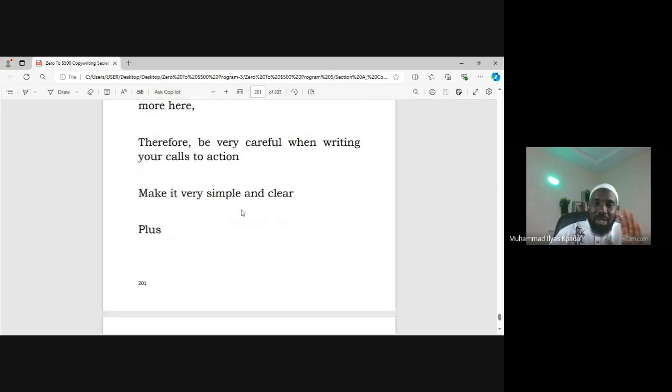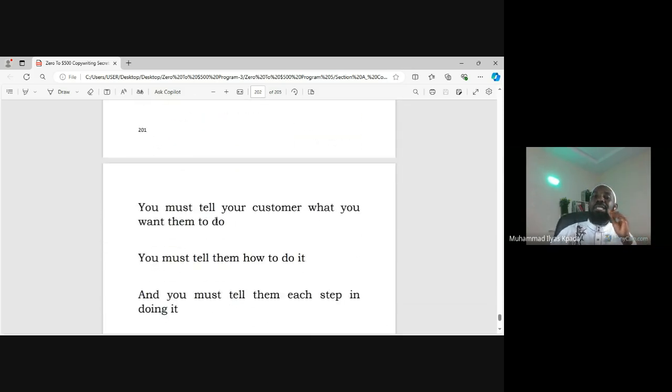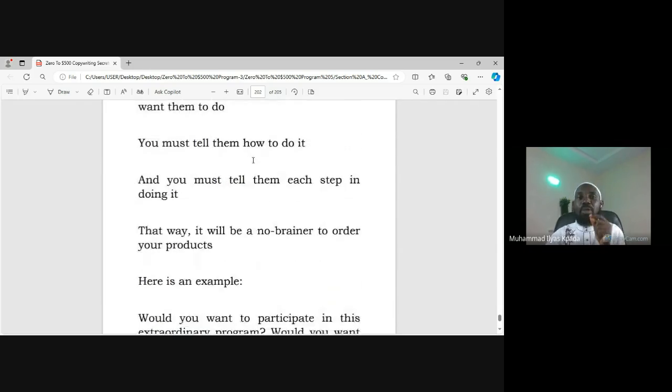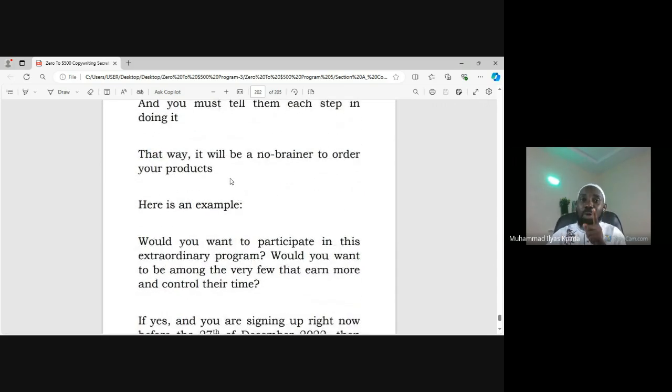You should make it simple and very clear. Plus, you must tell your customer what you want them to do. You must tell them how to do it, and you must tell them each step in doing it. That way, it will be a no-brainer to buy your product.